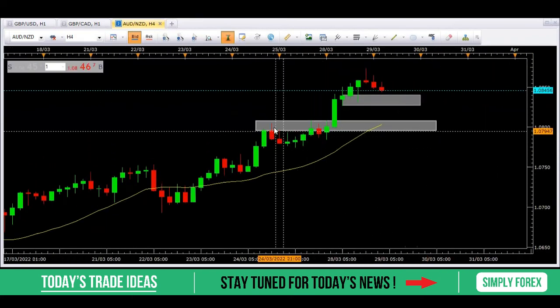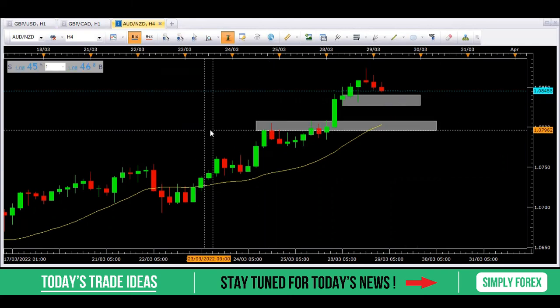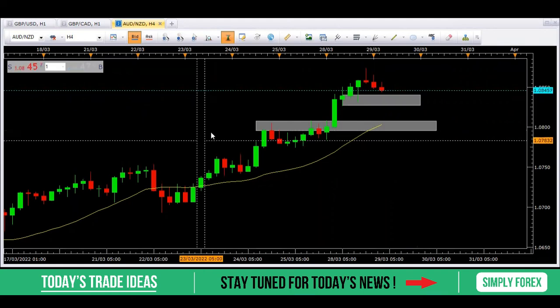So as you can see, guys, this grey zone on the H4 is this grey zone. And you can see there's an area of resistance, sorry, an area of support here. So that's why we've got the two grey zones, just to let you know. Right, guys, so they're the trade ideas for today. Let's take a look at the news now.